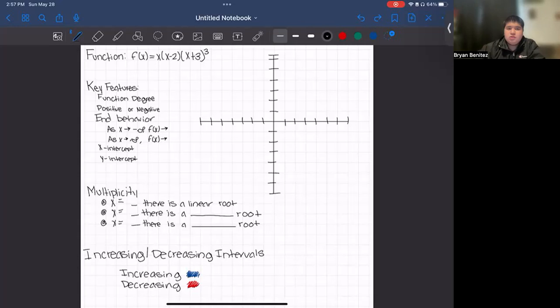Hello everyone. Today we'll be learning how to graph polynomial functions. Let's begin. In order to be able to fill out this table below, we must first graph the function.